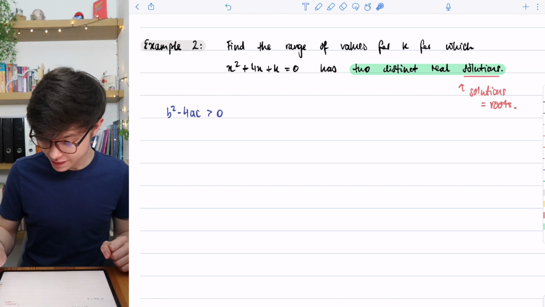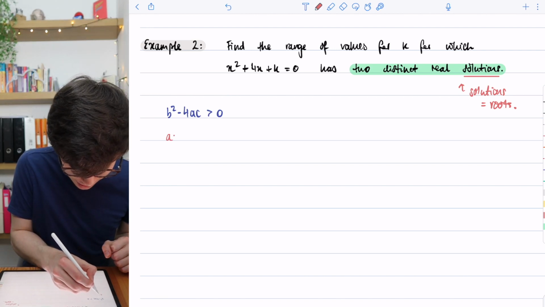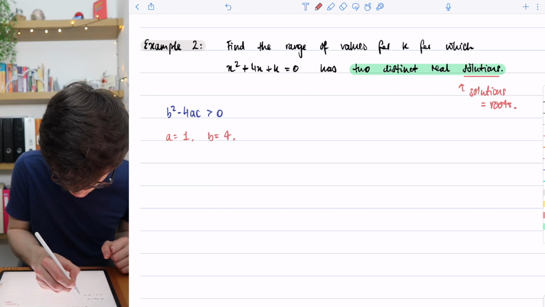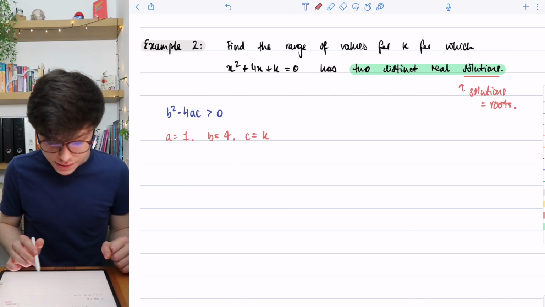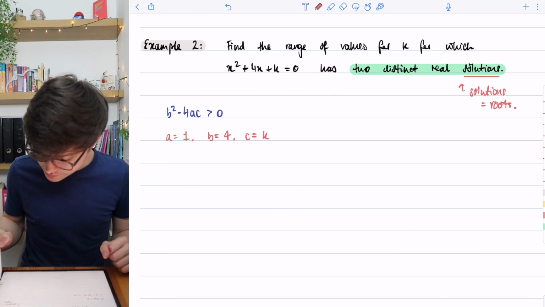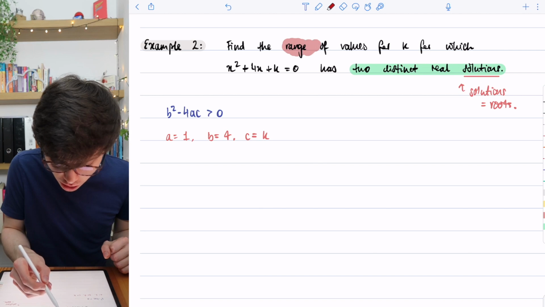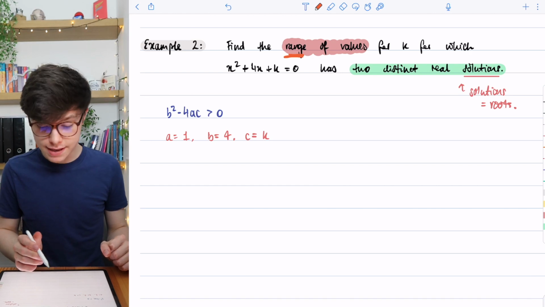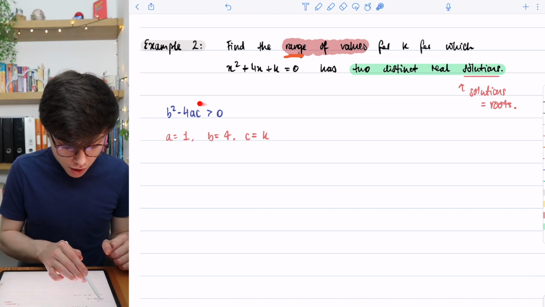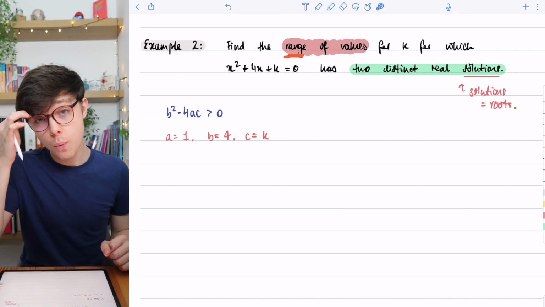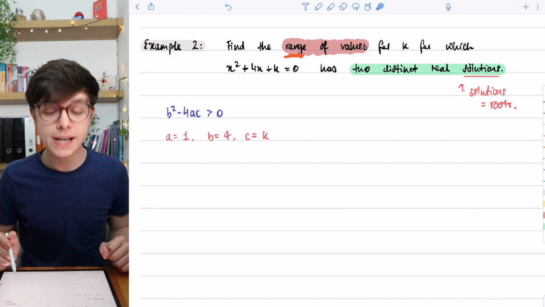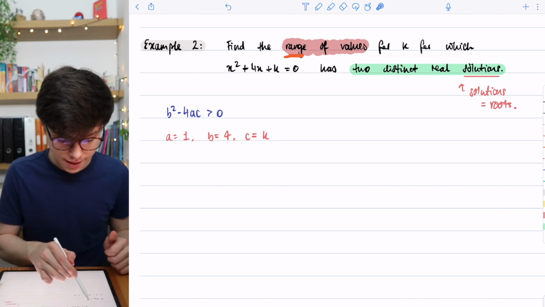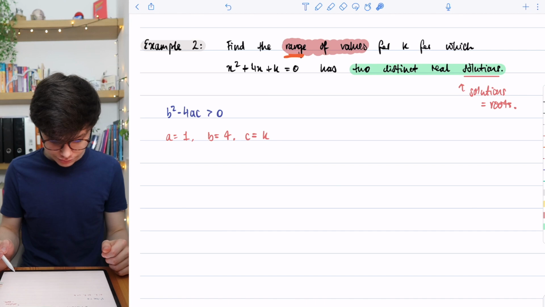We're going to do the exact same thing again. In this case, a is equal to 1, b is equal to 4, and c is equal to k. Now notice, this is quite a key phrase: it says range of values. We want to find a range, and the reason is that we want our discriminant to be greater than 0. We're involving an inequality here, so we need the range of values. We're not going to get equals, we're going to get an inequality, because that's what we're starting with.